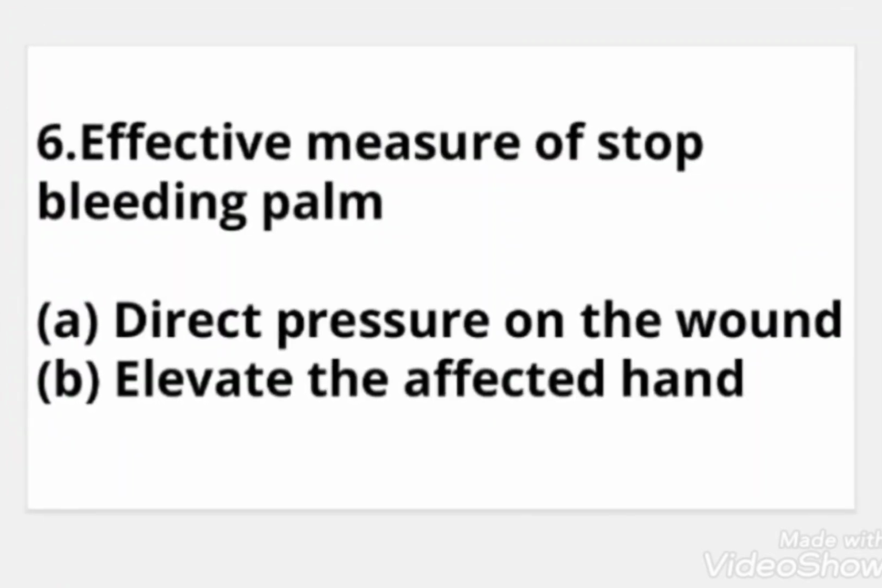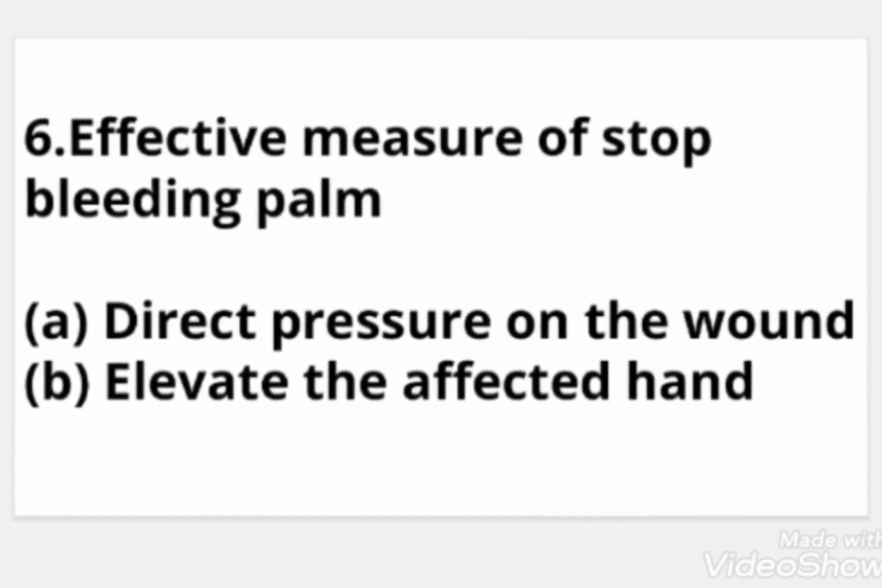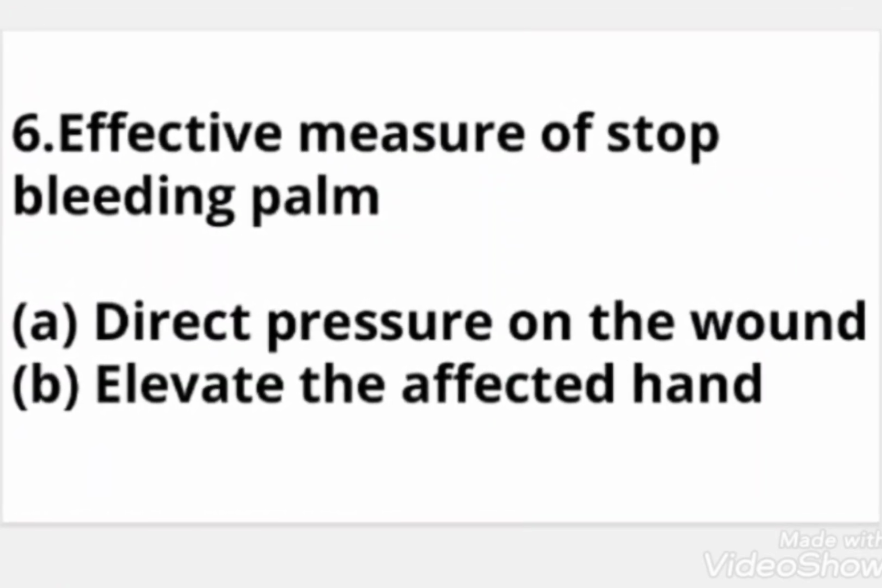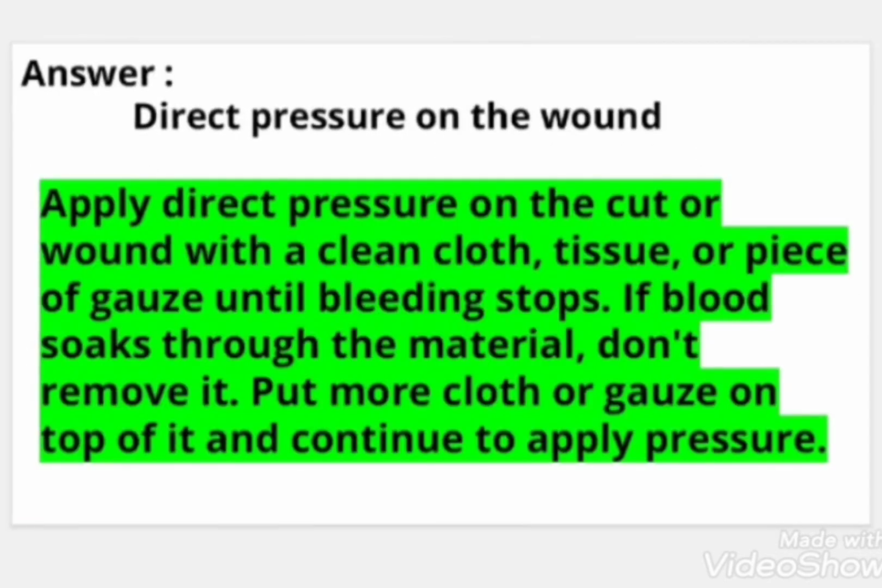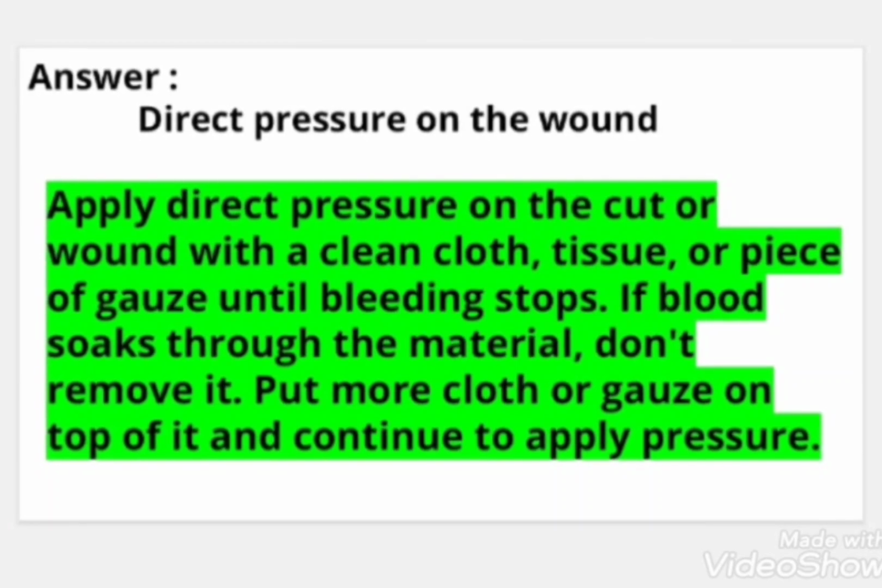6. Effective measure to stop bleeding. A. Direct pressure on the wound. B. Elevate the affected hand. Answer: Direct pressure on the wound.